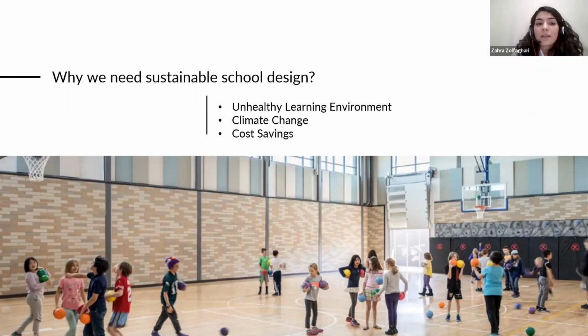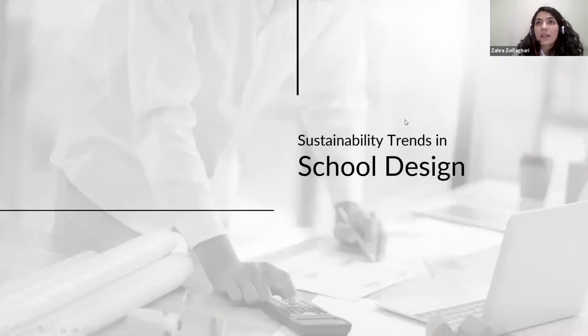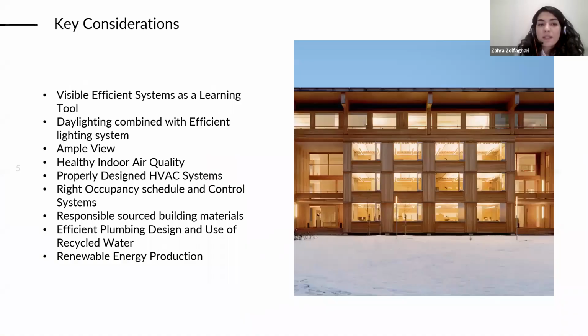And then the third reason is significant operation and maintenance cost saving. In addition to reducing their carbon footprint, schools can also significantly lower operating and maintenance costs by implementing environmentally friendly, sustainable practices. With that quick intro, let's see what are the sustainability trends in school design these days.